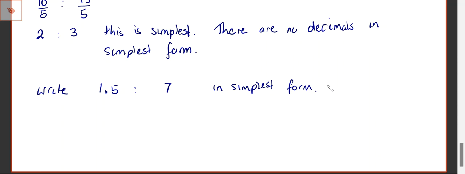Because I said there are no decimals in simplest form, but I didn't want you to think there are never decimals in ratios. Because if I go back to baking, you can have 1.5 cups. Yeah? But it's not what we call simplest form. Anyone got any ideas what we can do there?